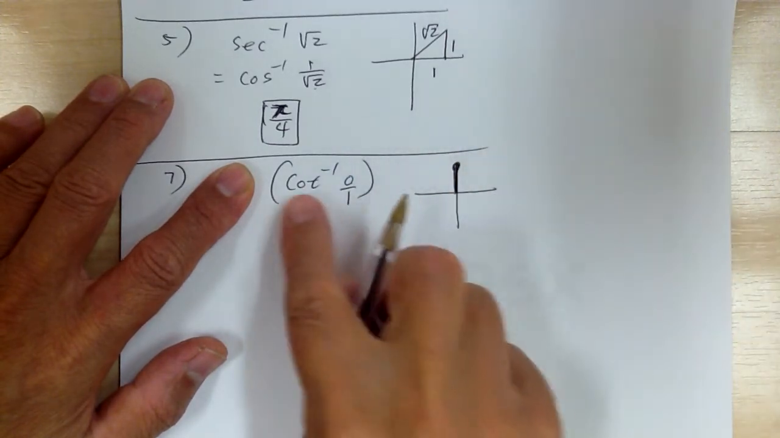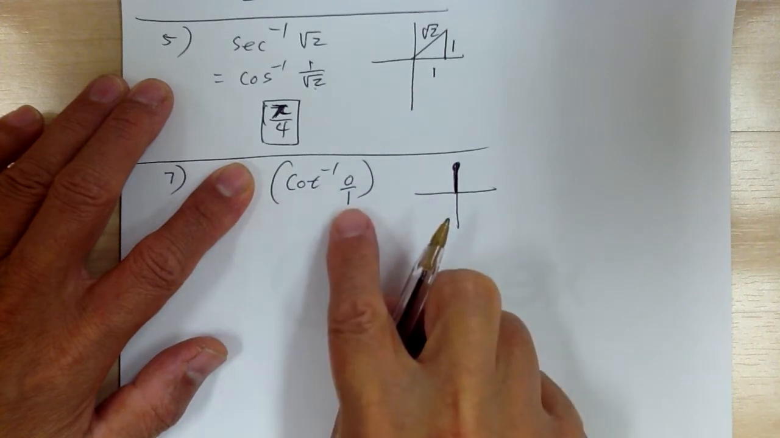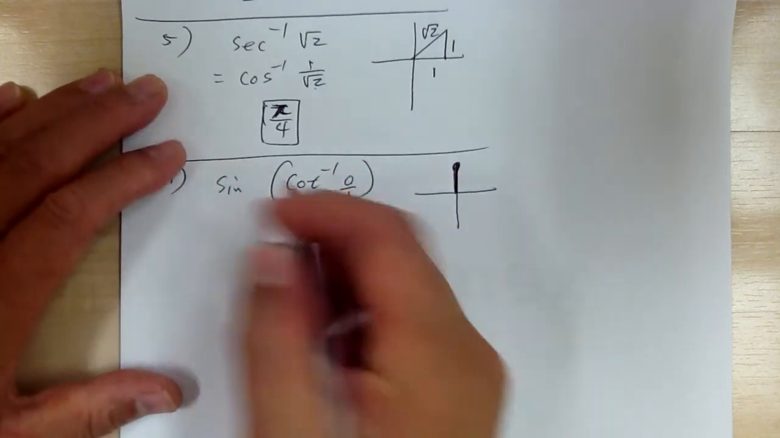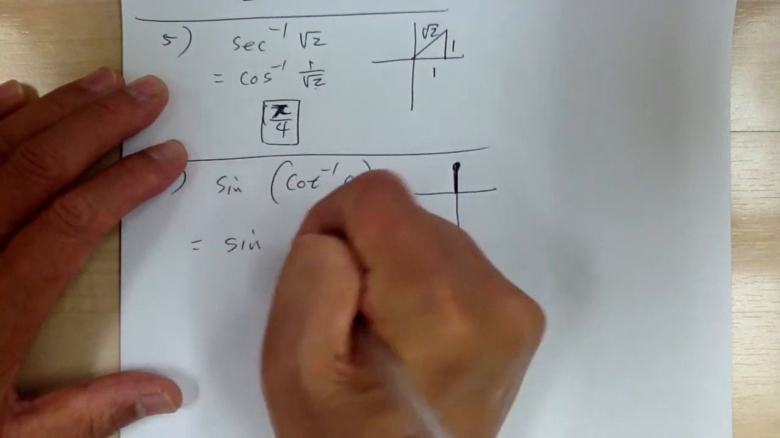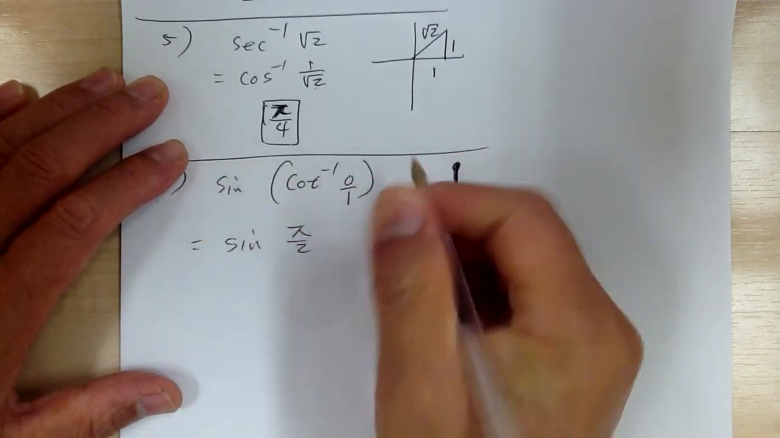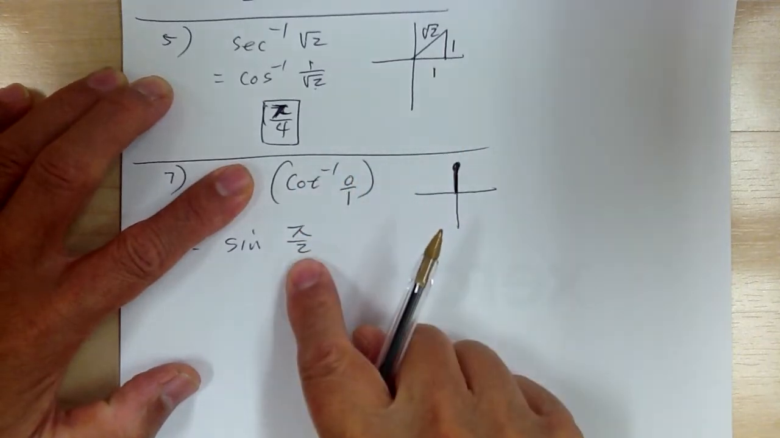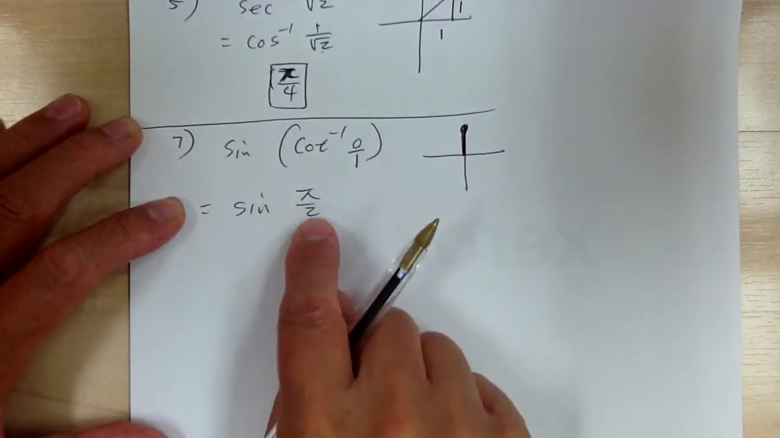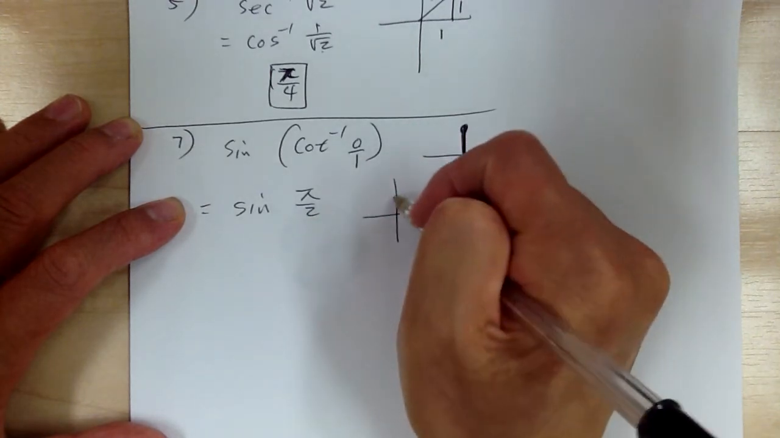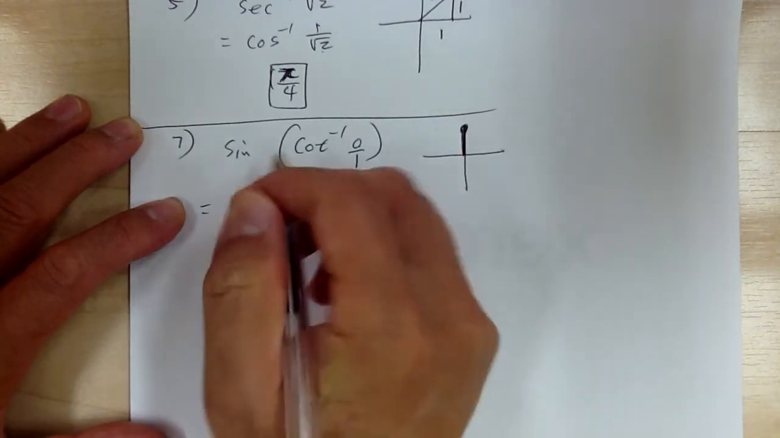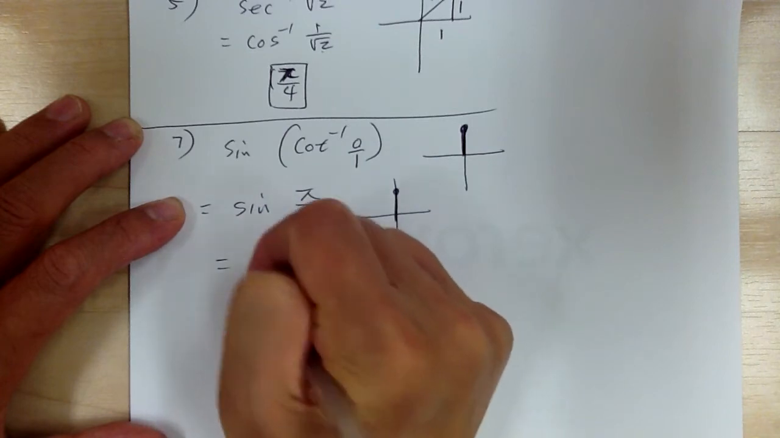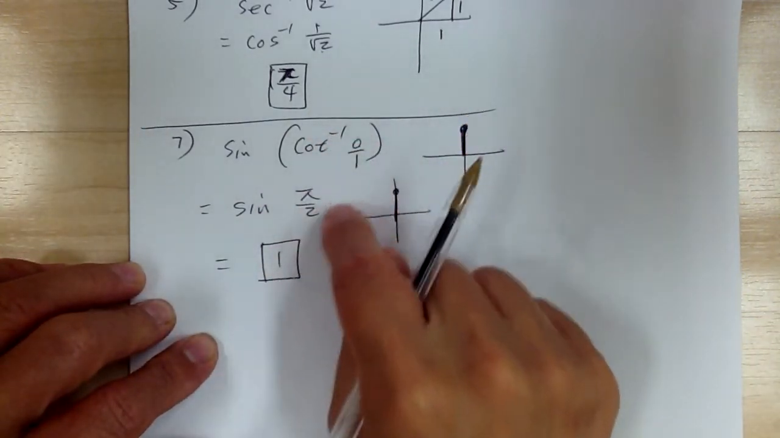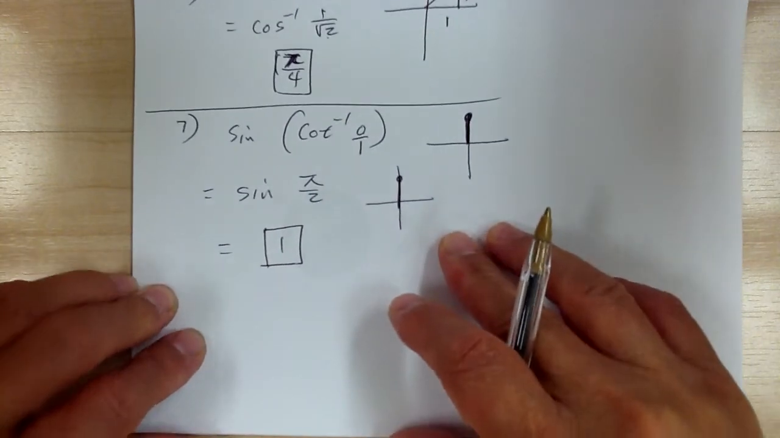Okay. So again, inverse function is an angle. So from this, you can see that this is going to be pi over 2. So this becomes sine of pi over 2. Okay, so again, inverse function is the angle. So now you're looking for the sine of that. Okay, so pi over 2 is over here, so sine is going to be equal to 1. So again, when you do this, go step by step, going down and line things up.